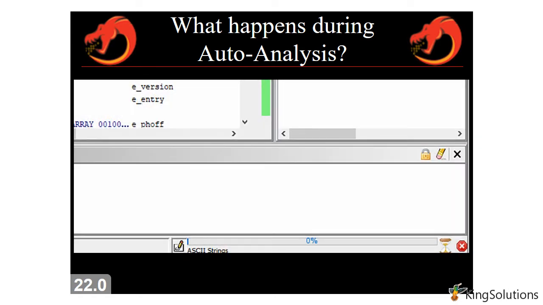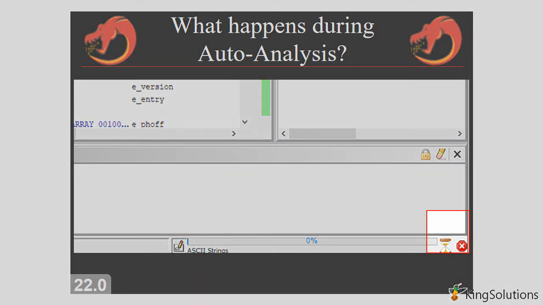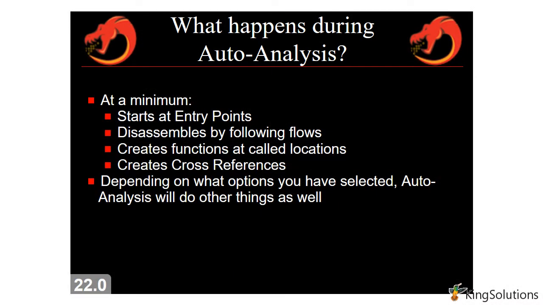If you would like to cancel auto-analysis at any time, you can click on the little red square at the bottom of the listing. You can also view the log in the bottom right of the Program Manager to see which analyzers were run and how long they took to complete their task.